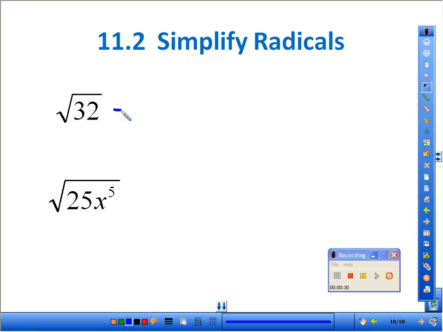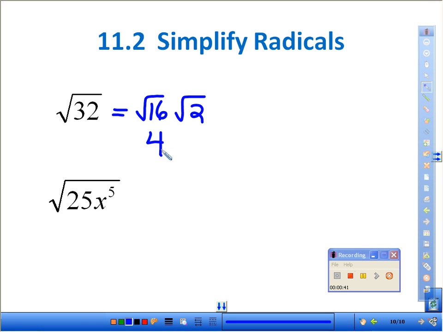So we can break this down into the square root of 16 times the square root of 2, because 2 times 16 is 32. The square root of 16, that's a perfect square, so that's 4. There's no perfect square factors in the square root of 2, so that just has to stay in our answer. The answer to the square root of 32 simplified is 4 times the square root of 2.